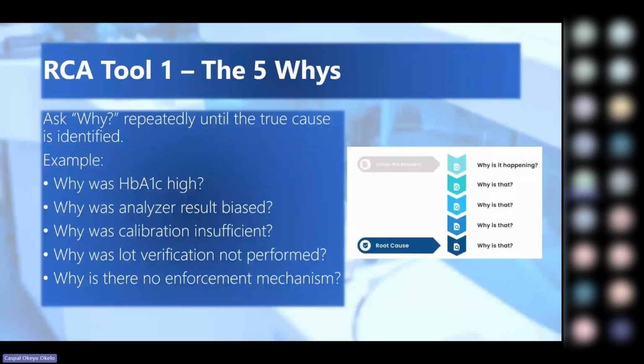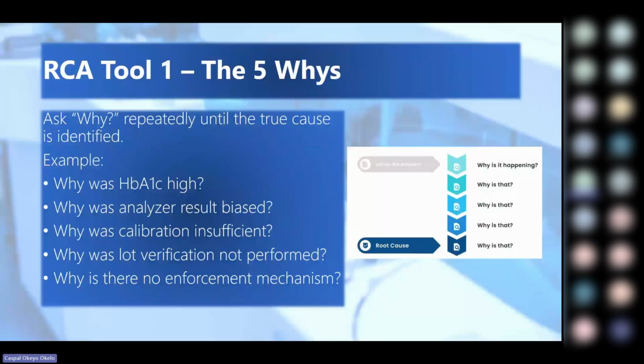So let's walk through these slowly. 5 whys, a simple 5 whys structure. Let's say HbA1c was high. The first why will be, why was the HbA1c EQA result high? Once you get the response to that, you move to: why did the analyzer produce biased results?